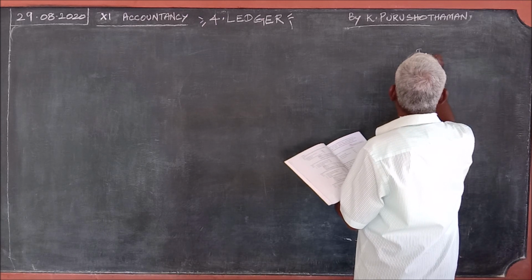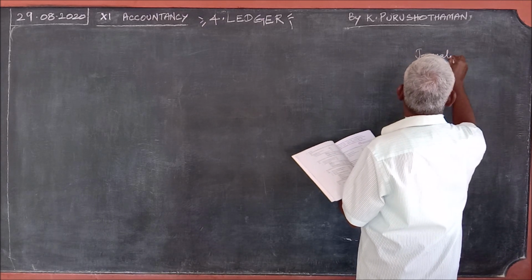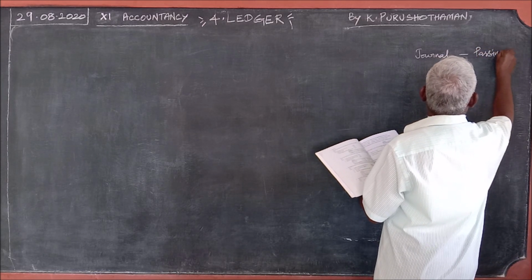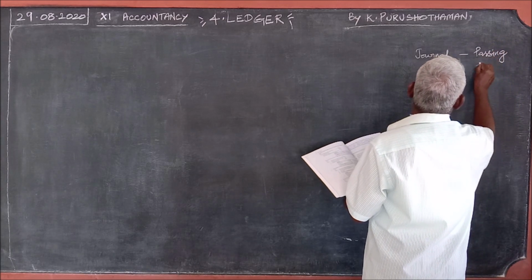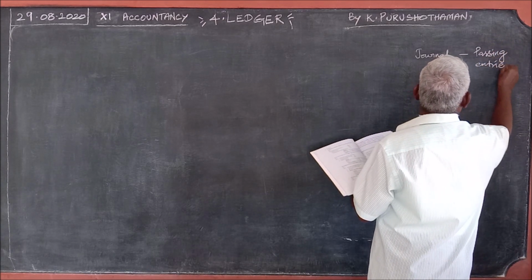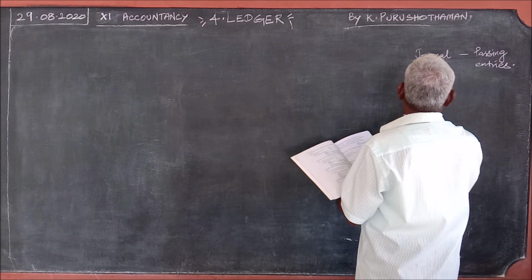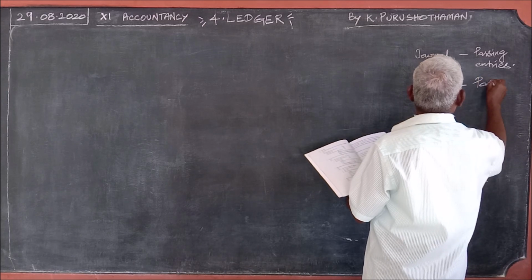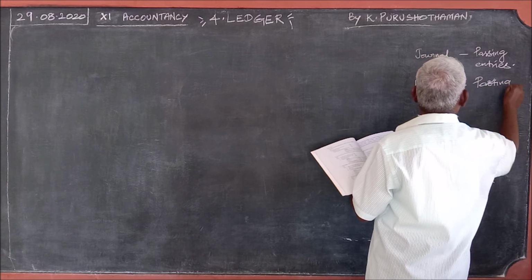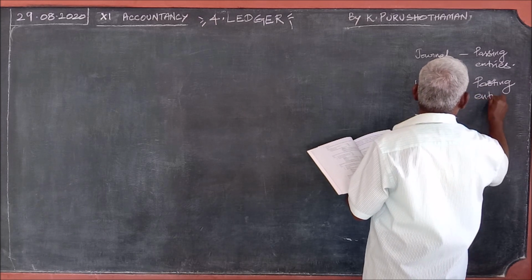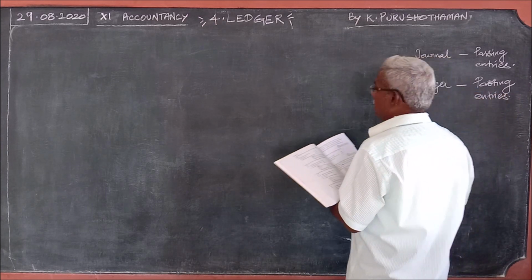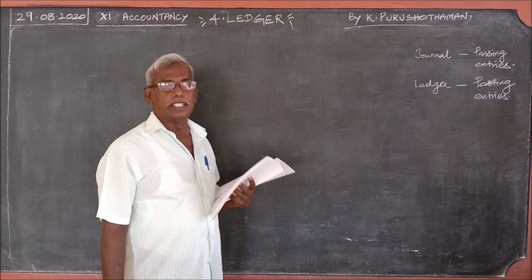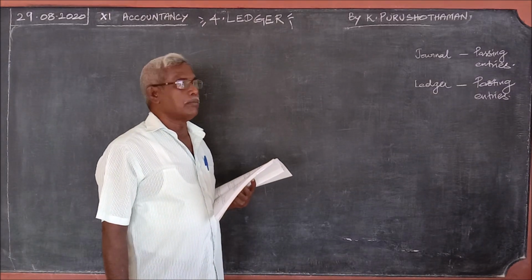Journal: passing entries. This is the term an accountancy student must use. And in ledger, it is posting. Ledger posting. Posting entries. You should show the difference. A common man can say passing entries in the journal, passing entries in the ledger. But here it is posting.